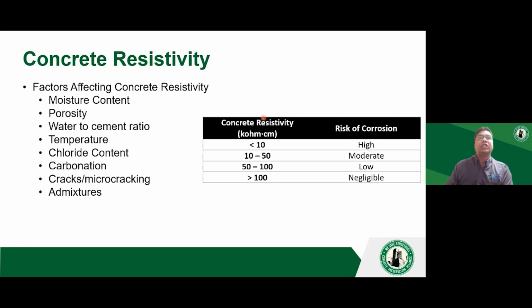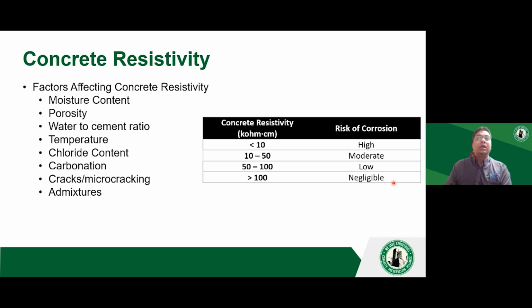This is a table showing a ballpark range of where the resistivity values would land and the associated risk of corrosion. As I said, if you have a lower resistivity or a highly conductive concrete, you have a high risk of corrosion. Whereas if you have highly resistive concrete, you have a low risk of corrosion.